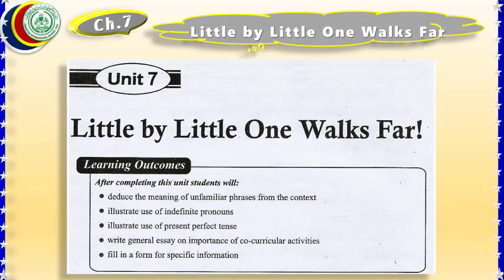Now we shall start chapter 7. This is the top of chapter 7. It exactly looks like this. In your book, the title of the lesson is Little by Little, One Walks Far. What does it mean? Let us try to understand. Little by little means if someone is doing a little work every day, in each hour, in each minute, then what happens? One walks far means after a few days he will have done a lot of work.